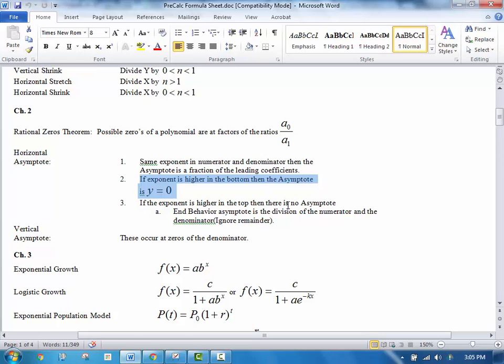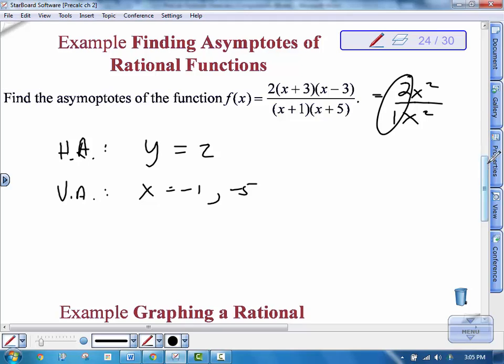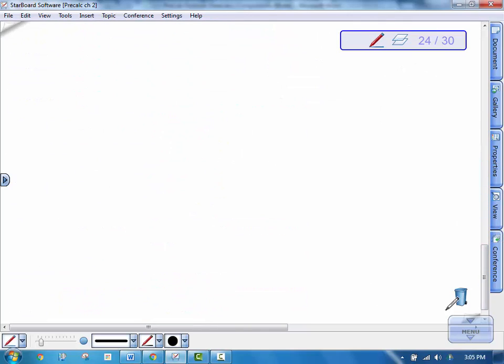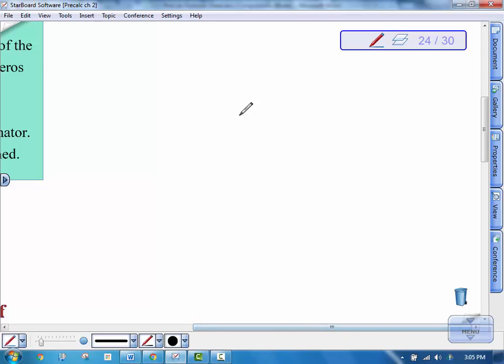If the exponent's higher at the top, then there is no horizontal asymptote, and we're going to have an end behavior asymptote. Let me actually go over one of those examples real quick, because those are some of the trickier ones. You have x squared plus 2x minus 3, for example, over x plus 2.